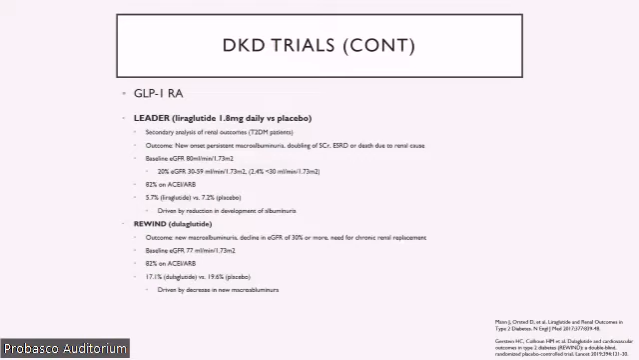For the GLPs, liraglutide in the LEADER trial was all patients with diabetes, and they did show a secondary analysis that had positive renal benefits, and that was mostly driven by the reduction in development of albuminuria, which is similar to the REWIND trial with dulaglutide. Of note, 82% of the patients in both of them were on an ACE or ARB.